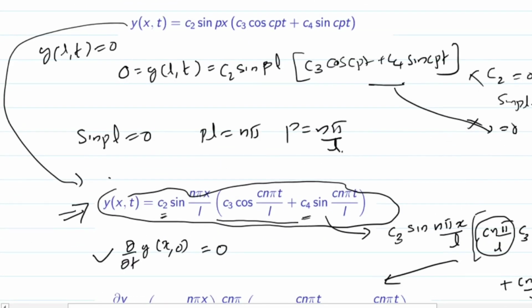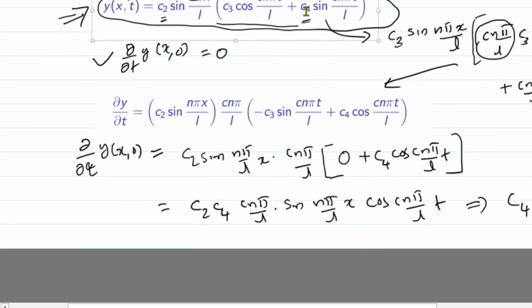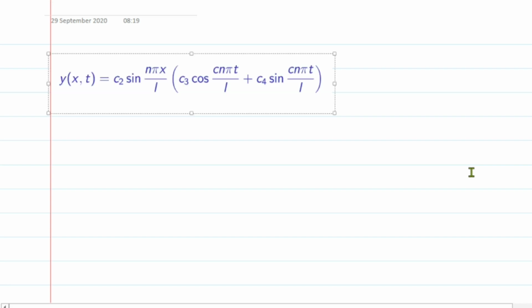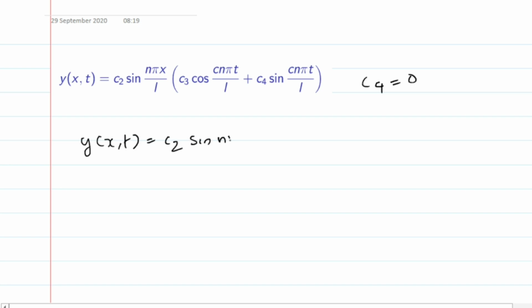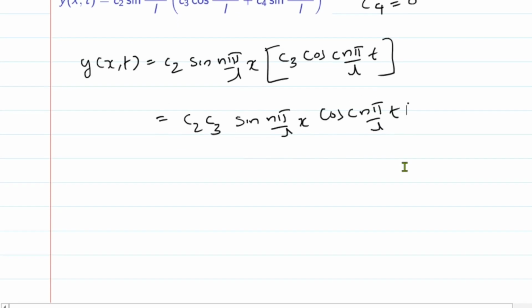So what we get is, when you put c4 equal to 0 in this equation, we have to put c4 equal to 0 in this equation. So the new y of (x, t) becomes c2 sin(n pi x by l) into c3 cos(c n pi t by l). So this is c2 c3 sin(n pi x by l) cos(c n pi t by l). This is our new y of (x, t).